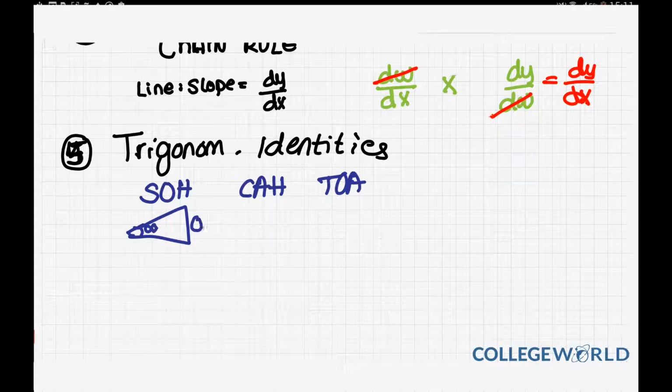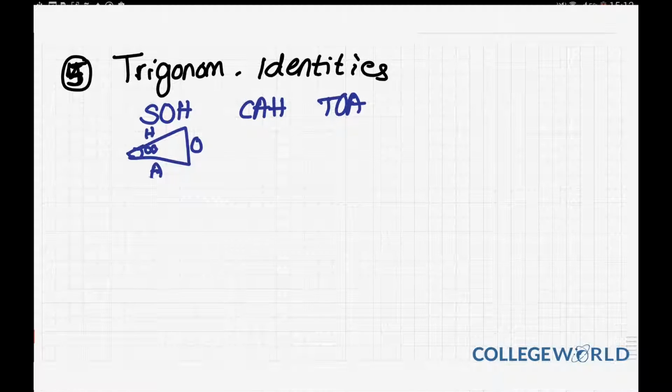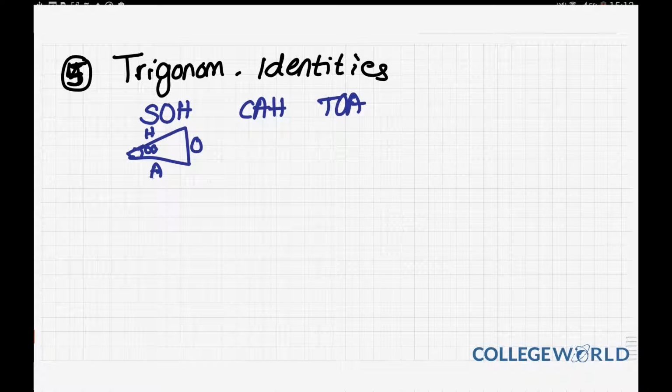Now, what are the identities related to your sine, cosine, and tangent? Well, the first and most important rule anyone should remember is cosine squared x plus sine squared x is equal to 1. Then we can move on to more difficult ones.